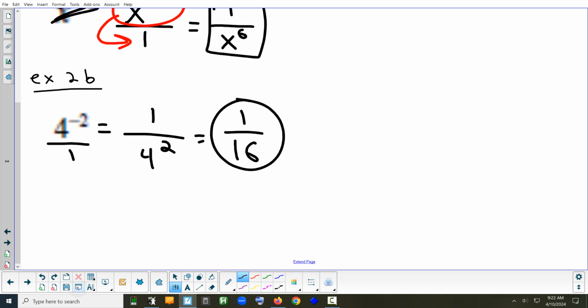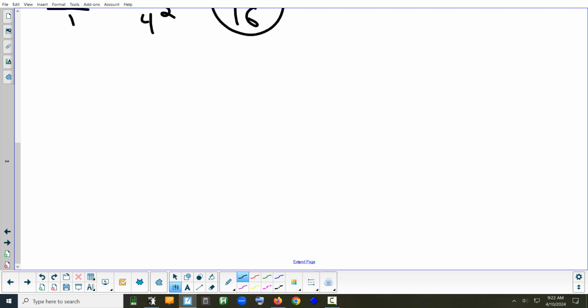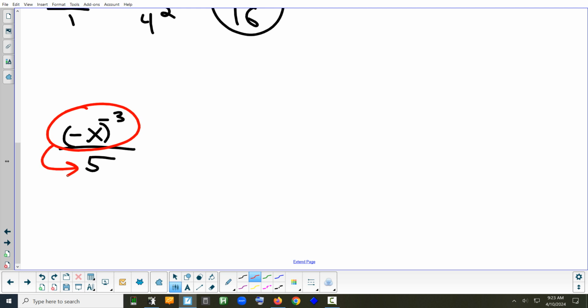All right, one more thing I do want to show you with a negative. Let's say we had negative x to the negative 3, over 5. Okay, is that a fraction? Yeah, that's a fraction. Do we have anything with a negative exponent? Yeah, what has a negative exponent? The negative x. So this entire thing would go to the bottom.